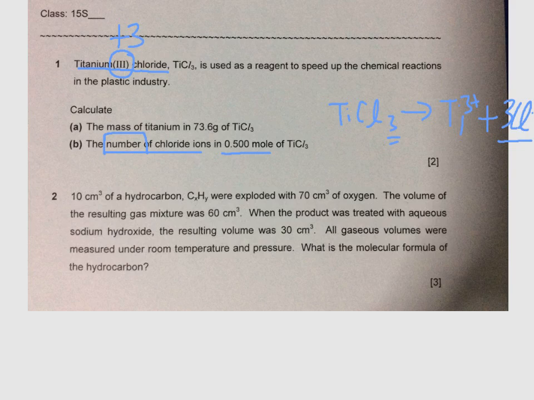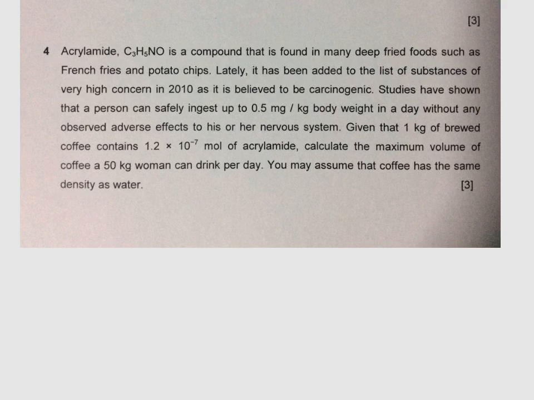Okay, question 2 and 3 are very simple, so I'm not going to go through that. But for question 4, this is an example of a data response type of question, but it's a simpler kind of data response question in this case. The question is about acrylamide, which is this compound over here, C3H5NO, and is believed to be carcinogenic.